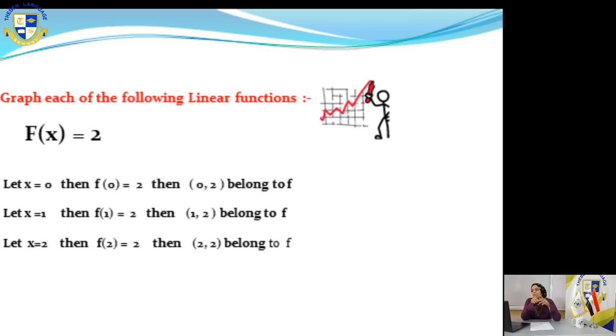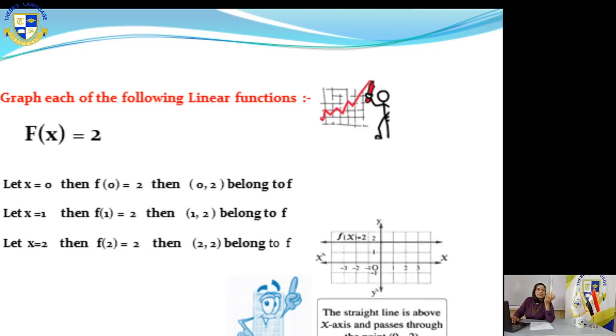For example, 0 will be 0 and 2. 1 will be 1 and 2. 2 will be 2 and 2. It is represented by a straight line parallel to the x-axis at the point 0, 2. The straight line is above the x-axis because the number 2 is positive. If the number is negative, you will find that the line is below the x-axis. Then we will move to slide number 6.